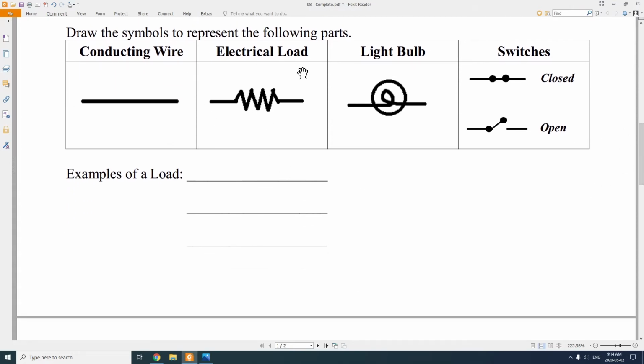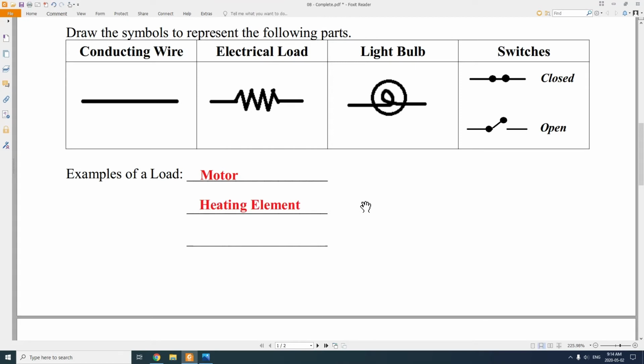All right, so going back to this electrical load again. What are some examples of electrical load? I mean, a light bulb, but we have a special symbol for that. Other ones I mentioned, a motor, right? If you wanted to spin or move something, if you wanted to run a fan, if you wanted to spin a wheel.